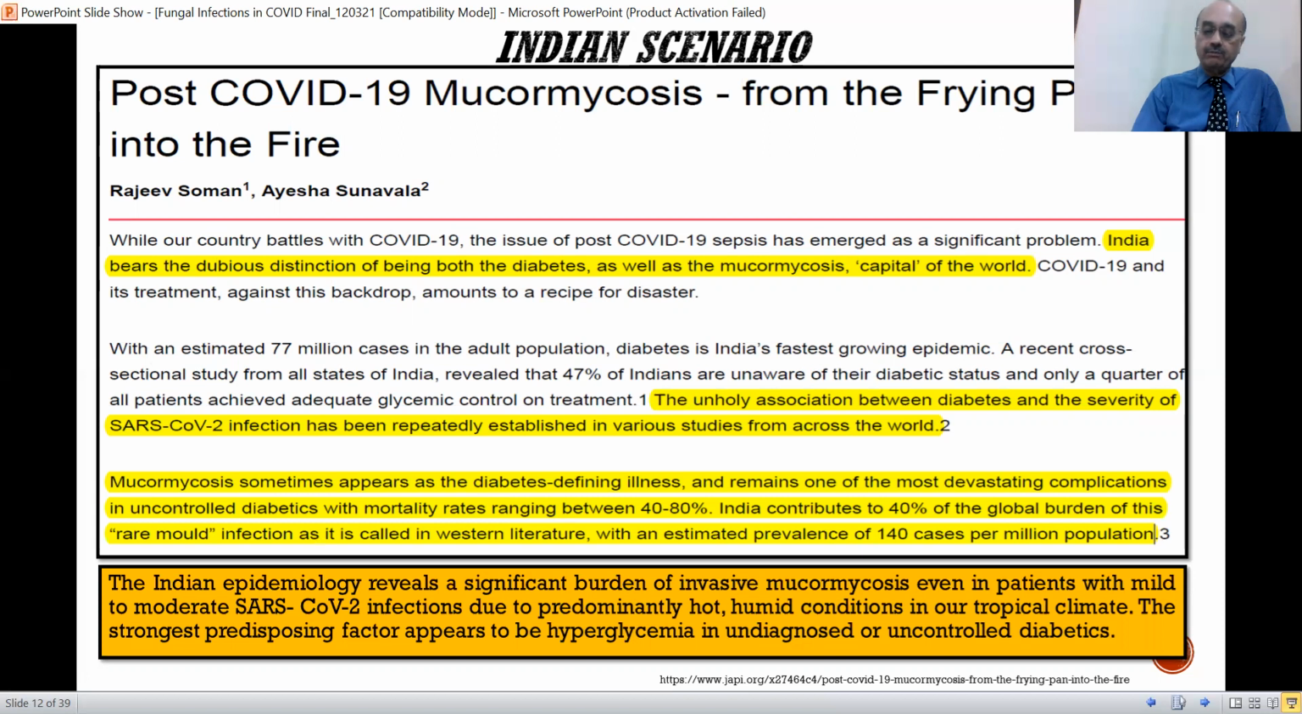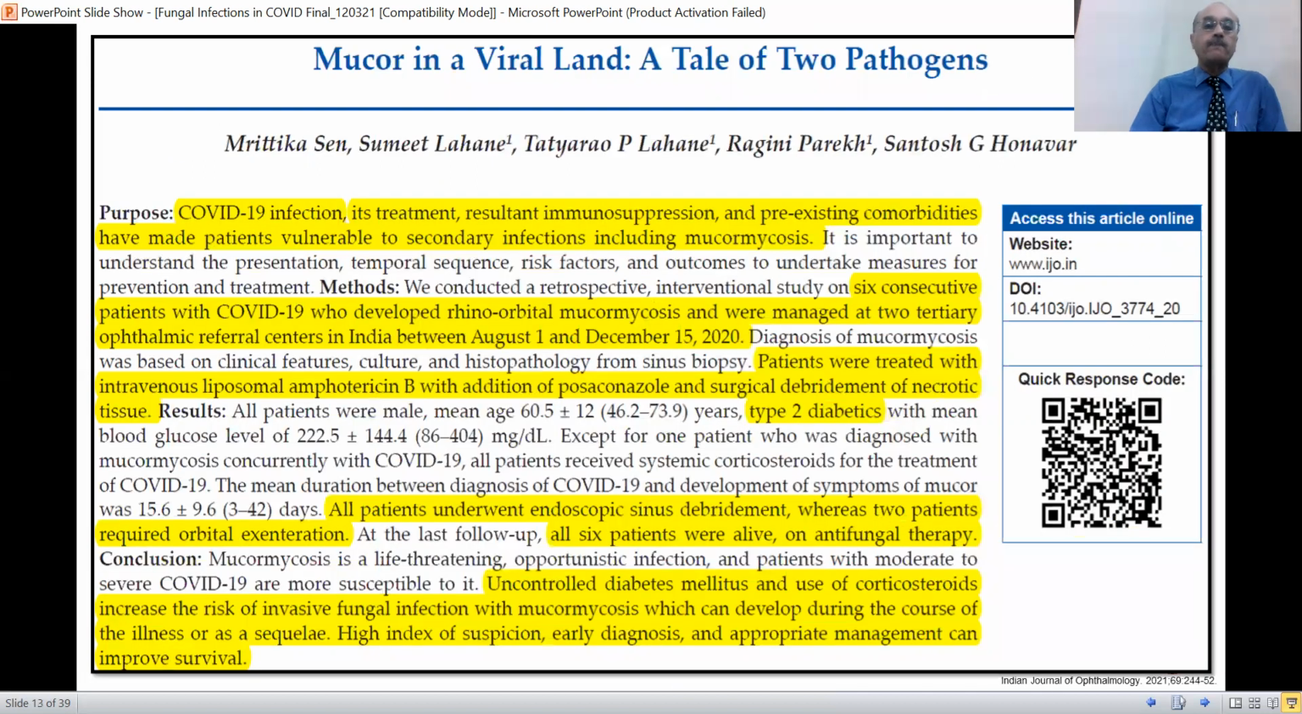And of course, uncontrolled blood sugar and hyperglycemia is another added risk factor in these patients to get infection with this invasive mucormycosis. This paper was published in one of the recent journals. It talks about the COVID-19 infection, its treatment, the resultant immunosuppression, and pre-existing comorbidities, which have made the patients vulnerable to secondary infections, including mucormycosis. The patients were treated with intravenous liposomal amphotericin B, and a few of them had rhino-orbital mucormycosis, and all of them were found to have uncontrolled type 2 diabetes mellitus.